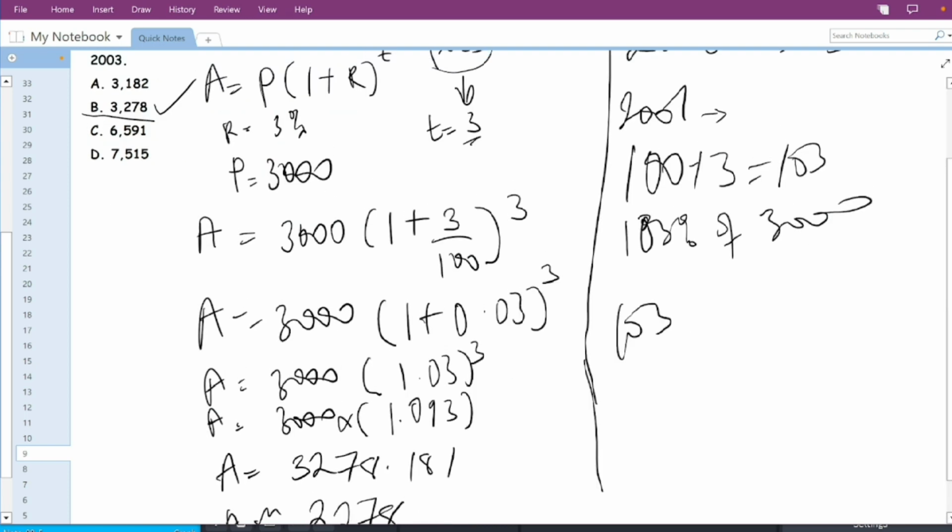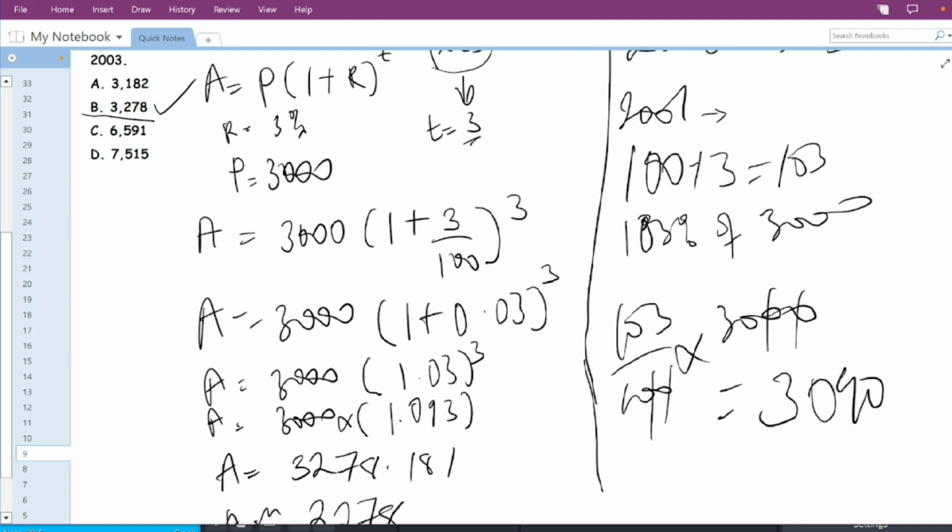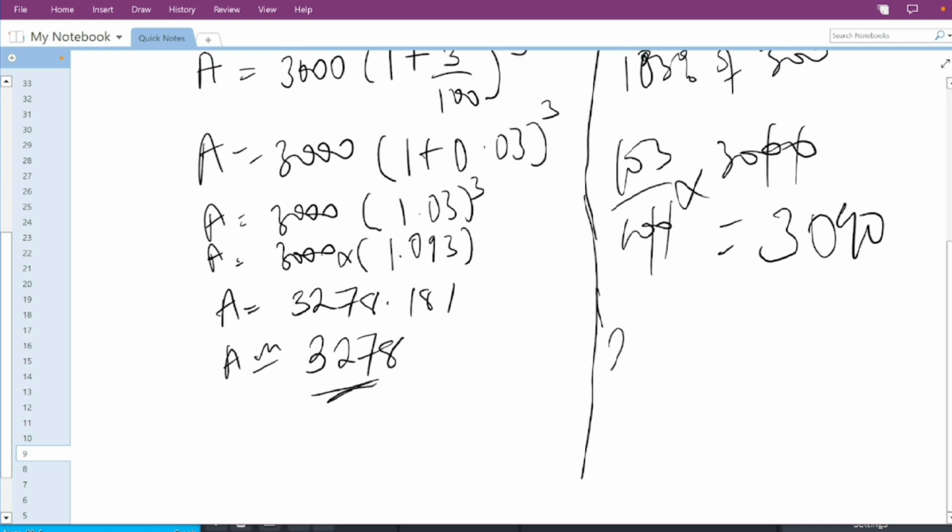103% of 3,000 is 103 over 100 times 3,000. 0 cancels 0, 0 cancels 0. So you have 103 times 30, which will give us, for the first year, that's 2001, 3,090. The next year is 2002, where you still find 3% of this and add it to this value, the new population in the year 2001. Rather than find 3% of this amount and then add the result to it, you can simply, like done before, treat this value as 100%.